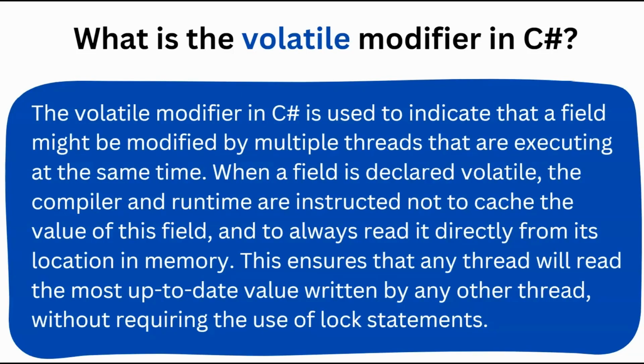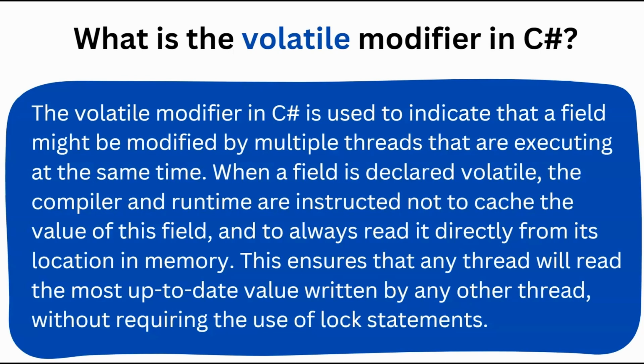What is the volatile modifier in C#? The volatile modifier is used to indicate that a field might be modified by multiple threads which are executing at the same time. When you use the volatile modifier, the compiler and the runtime are instructed not to cache the value of this field and to always read directly from its location in memory, which ensures that any thread will read the most up-to-date value.